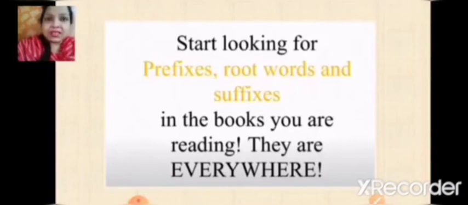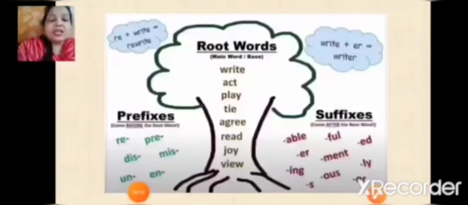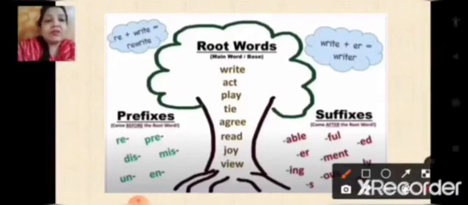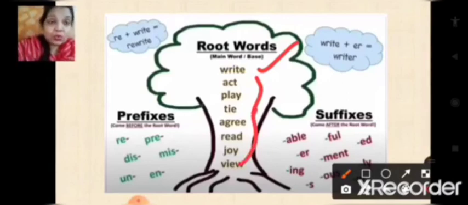Now, let us check about the tree which we left in the first slide. What are we supposed to do with that tree? Come on, let us understand what is the idea behind the tree. Yes, children, here we go. So this is what the tree is all about. As we know, your tree has got roots. So these are the root words in the middle of the tree, which are like write, act, play, tie, agree, read, joy and view. So your tree, that's the base, that's the root, okay? Your main root words are always in the middle of the tree, or you can say the base of the tree.